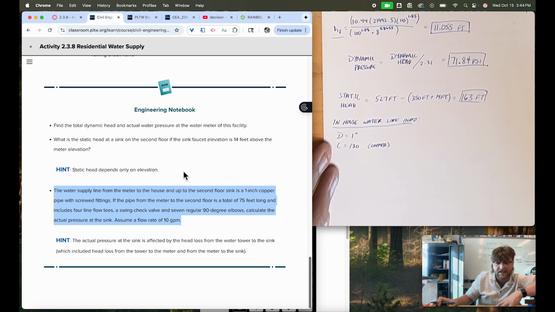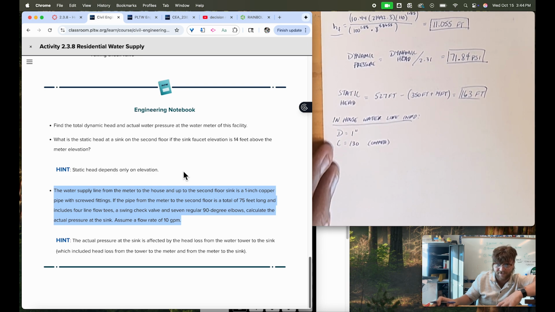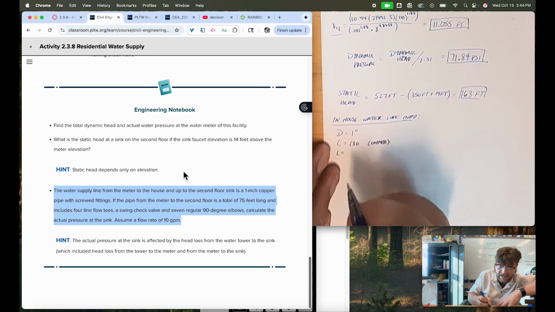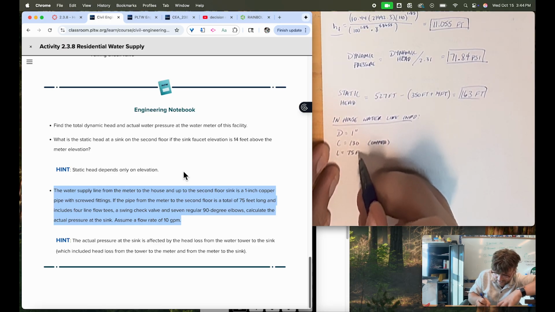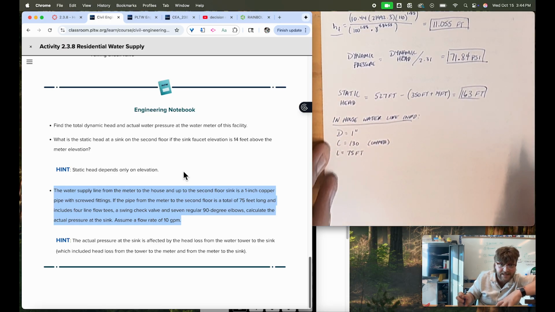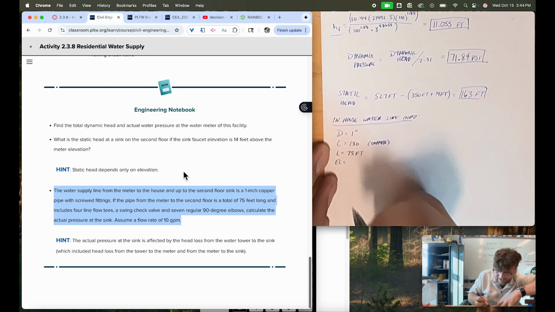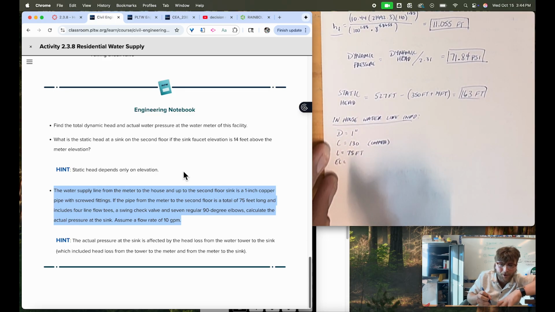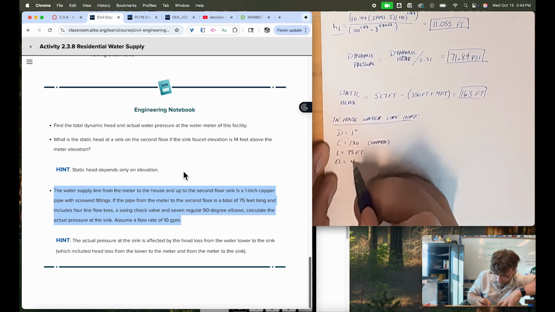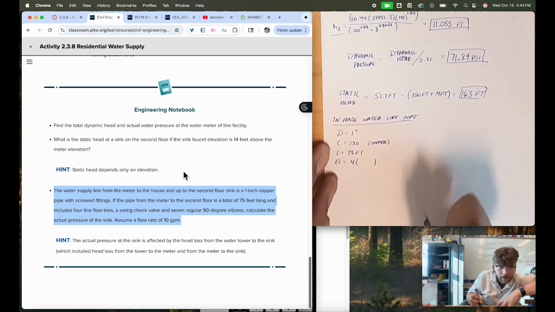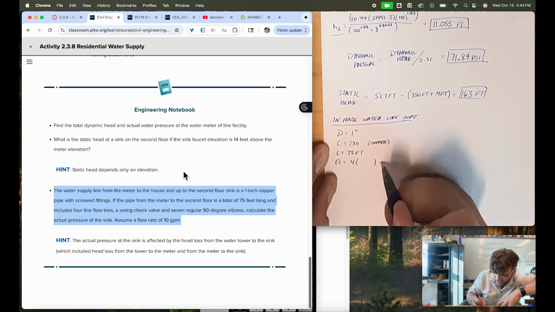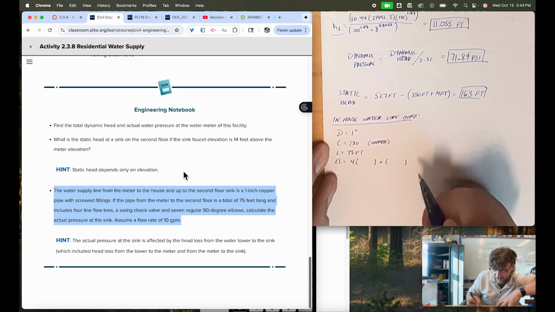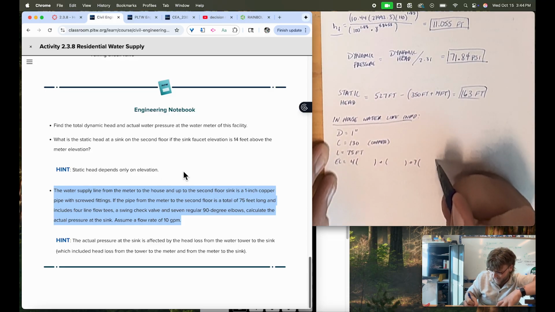Additionally, what else do we need to write down? Let's see. So screwed fittings. The pipe from the meter to the second floor is a total length of 75 feet. This is nice. They don't give us that in miles. But then we do have to do that equivalent length calculation. It is for 4 line flow tees, and then we've got a swing check valve, so we're just going to put in a single parenthesis there. And then we've got 7 regular 90-degree elbow turns.